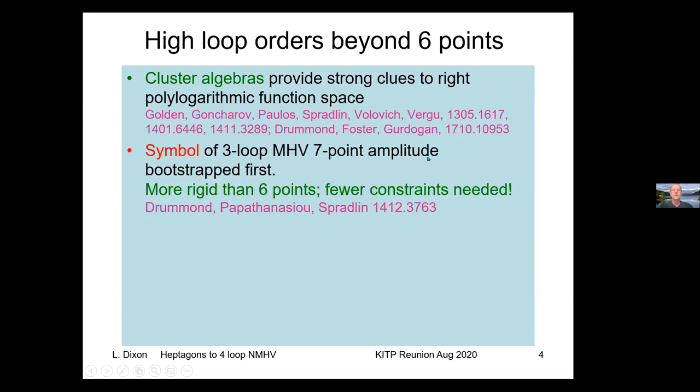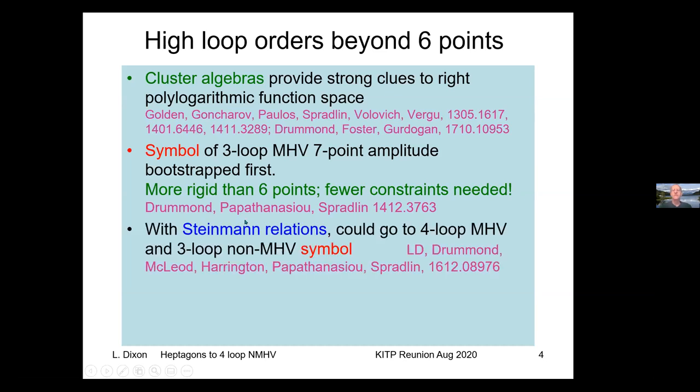And using some of this information about what the right letters were, Drummond, Papathanasiou, and Spradlin were able to bootstrap the symbol of the 3-loop MHV 7-point amplitude. And they found, remarkably, that it was more rigid than the 6-point problem. Fewer constraints were needed. At 6 points, even with understanding the function space very well, we still need to use the multi-Regge limit as a constraint. That wasn't necessary here.